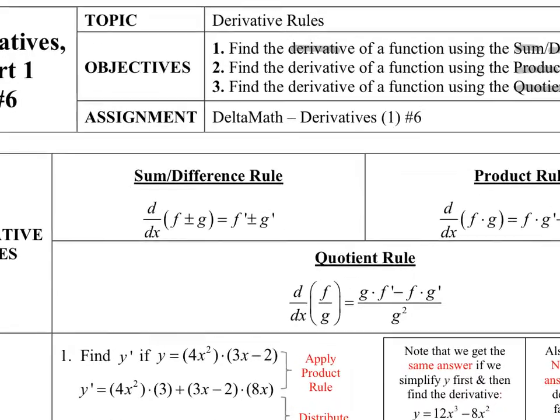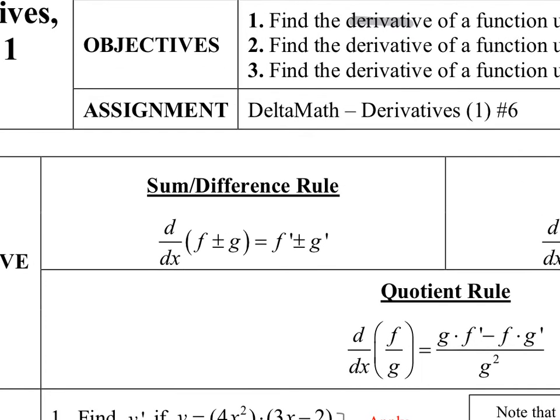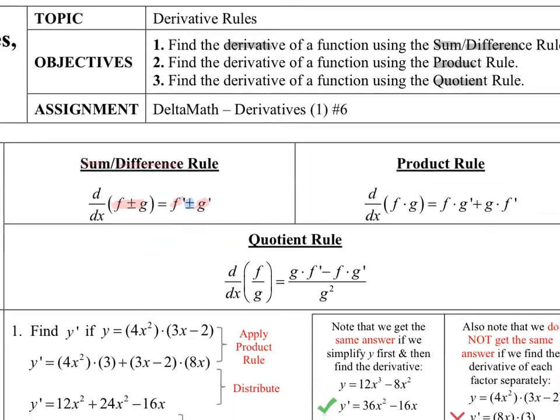We have our sum and difference rule, and this one is very intuitive. Basically, with the sum and difference rule, you're going to do exactly what you want to do. If you have the sum or the difference of two functions, you just find each derivative separately, and then you just add them together or subtract. So it's very intuitive with the sum and the difference rule. The other two, however, are not.